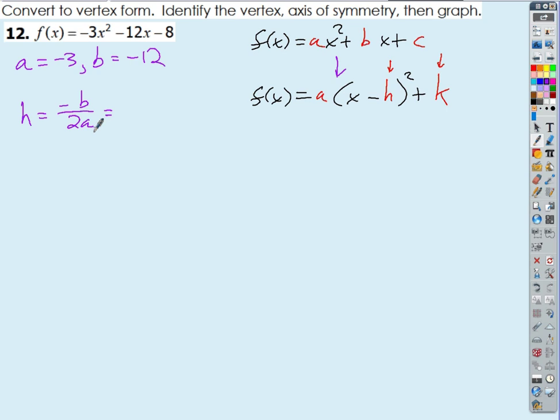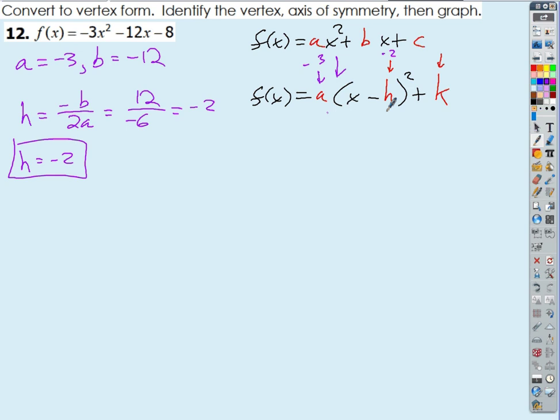I could plug that stuff in, couldn't I? If b is -12, -b is 12. 2 times a is 2 times -3, that's -6. So I just get -2, right? Yeah. So h equals -2, there's one number I can plug in. Right, that's one number I'm plugging in for, and I already know a is gonna be -3, so 2 out of 3 are done.